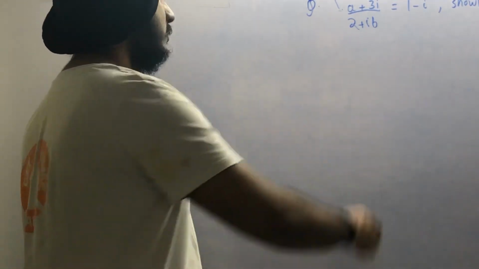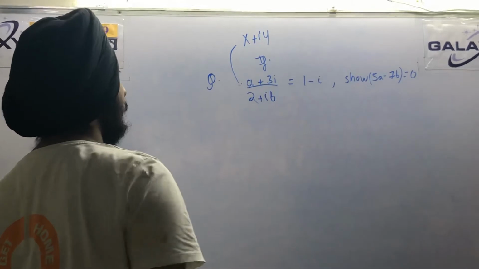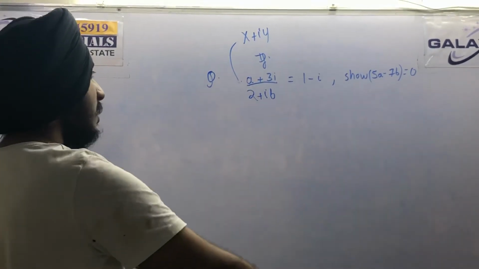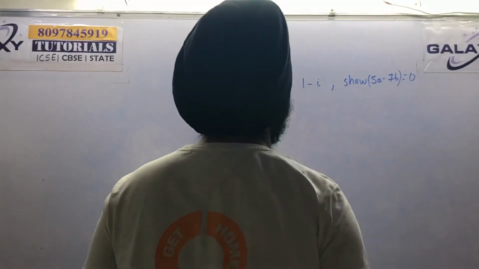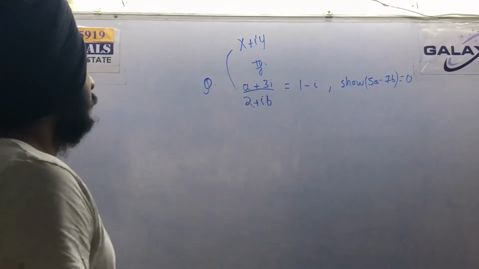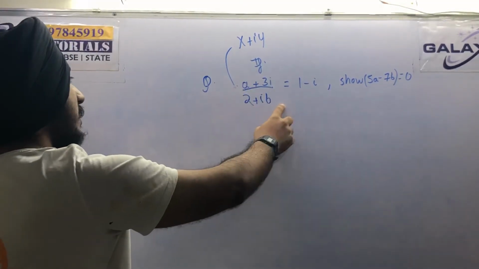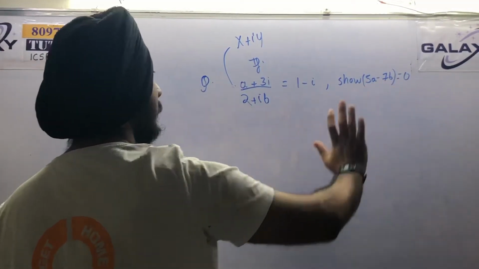So next question is (a plus 3 iota) upon (2 plus iota) is equal to minus 1 minus iota. If this is given to us, we have to show that 5a minus 7b is equal to 0. We have to show this thing. How to proceed in this question is, first of all you have to somehow find the values of a and b. Then you can put them here and you can show the relation.